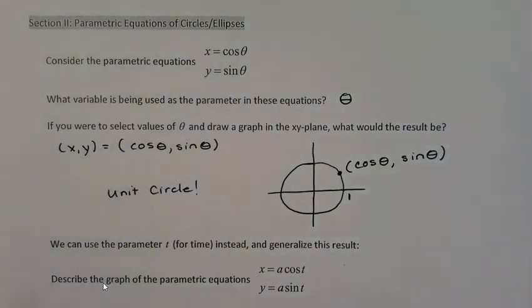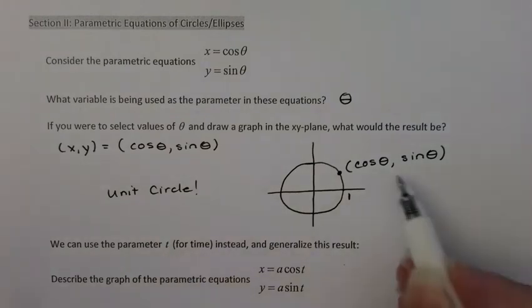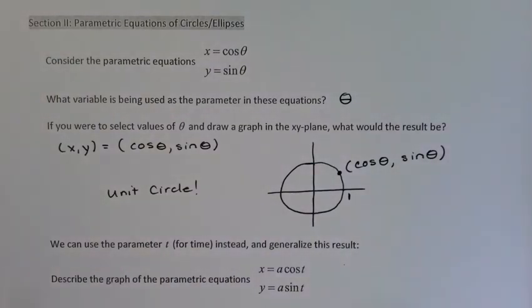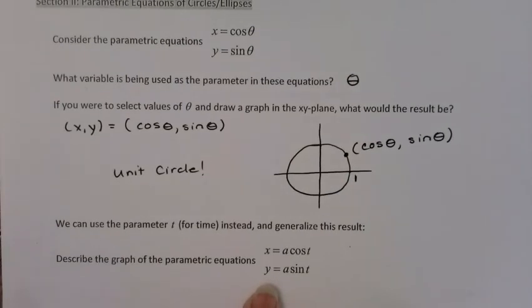We're going to go ahead and try and generalize this a little bit by doing a couple of different things. First of all, we can go ahead and use the parameter t for time instead of theta. That doesn't hurt anything. It doesn't really matter what variable. And we can also generalize this to something that's not necessarily a unit circle, but can have a circle of any radius. Here's how we do it.